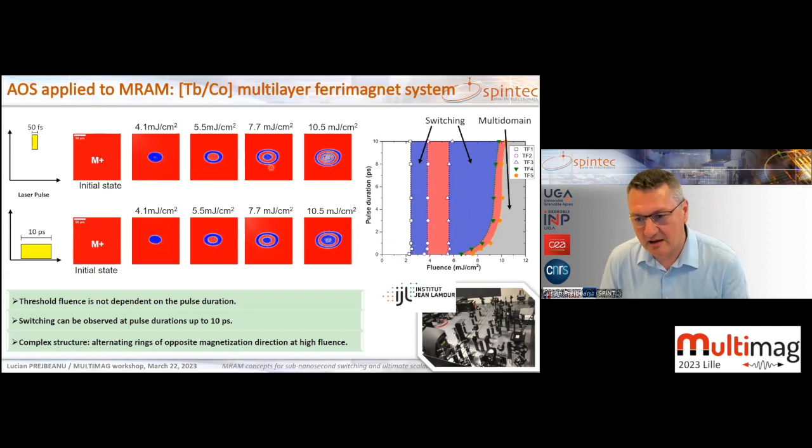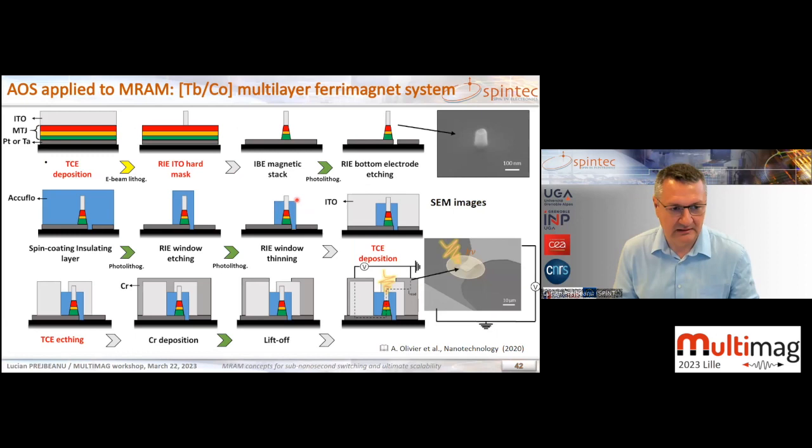So right now, we have a paper which is under review at Nature Communications for that. But I don't have time to enter into all these details today, but it's very interesting physics. I'm more covering the technological aspect today.